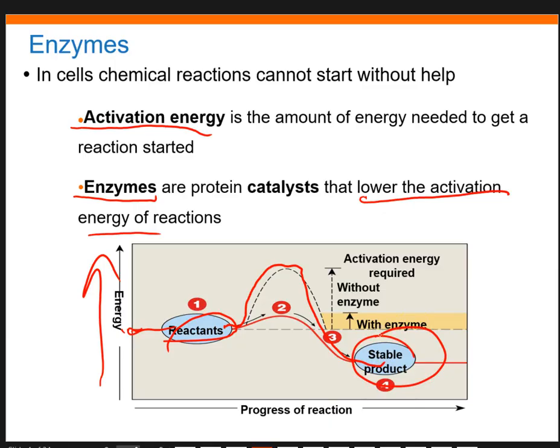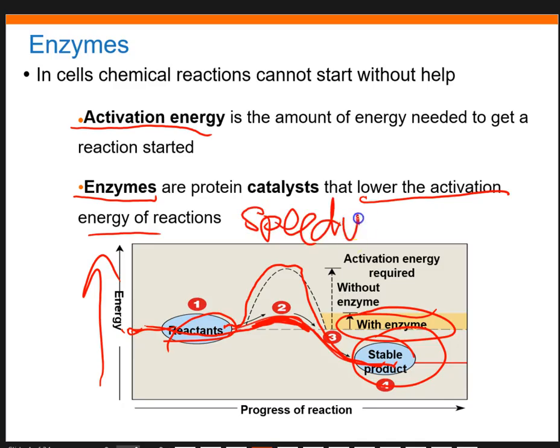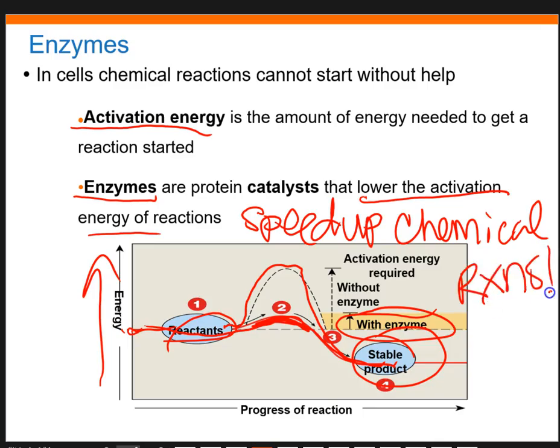If you have an enzyme, then if you look at this smaller graph, you only need this much energy before you can make your product. Okay, so with the enzyme, it's a lot easier to make a chemical reaction happen. Because of that, the reaction happens faster. So enzymes lower the activation energy of reactions. That means that they speed up chemical reactions. Okay, enzymes speed up chemical reactions.